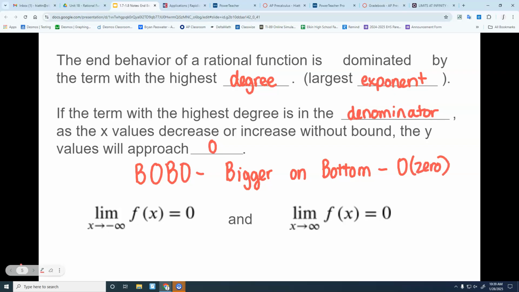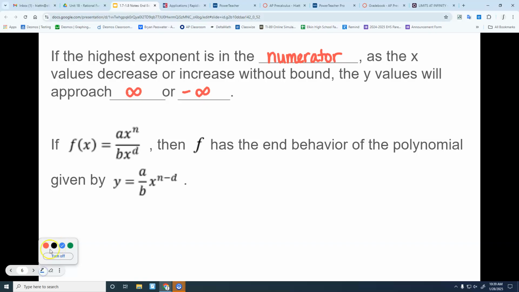Okay, so bigger on bottom 0. That is your Bobo part. So if the exponent is bigger on the bottom, then you will get 0 for that. Okay? This next part. If the highest exponent is in the numerator, as the x values decrease or increase without bound, the y values will approach either positive or negative infinity. This is Botno.